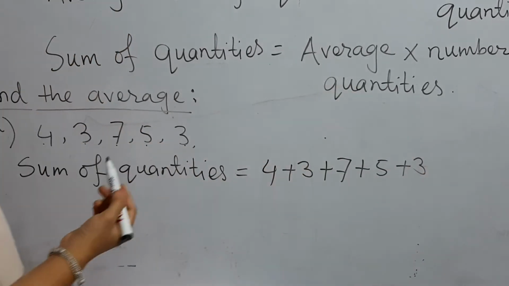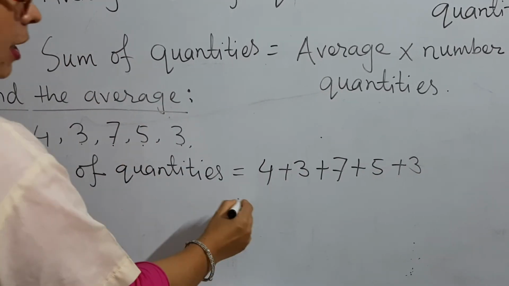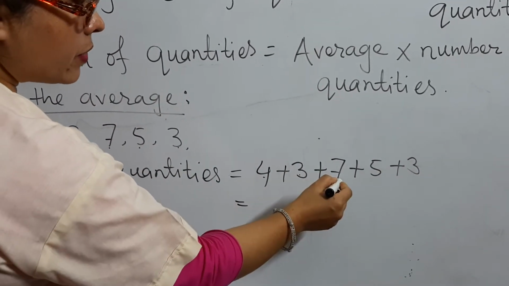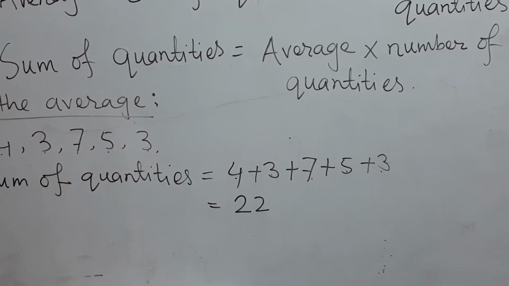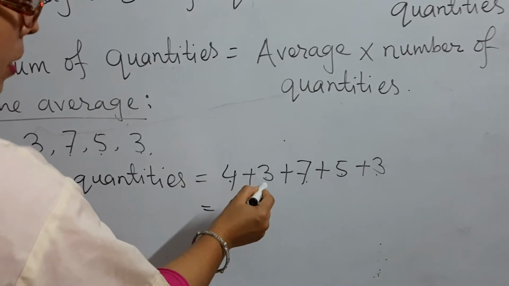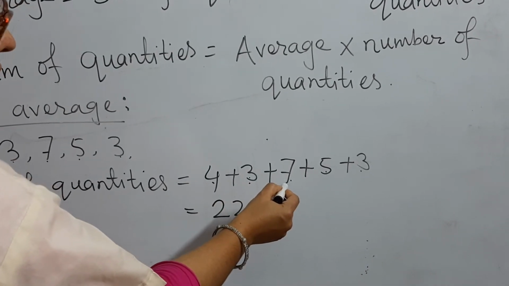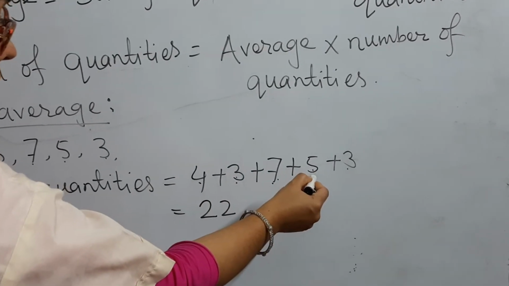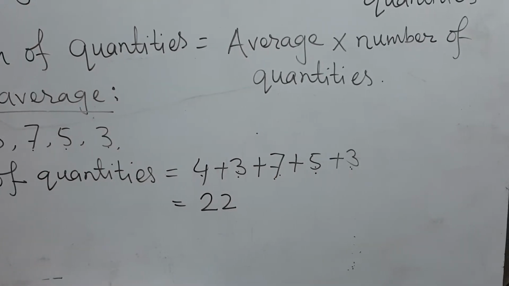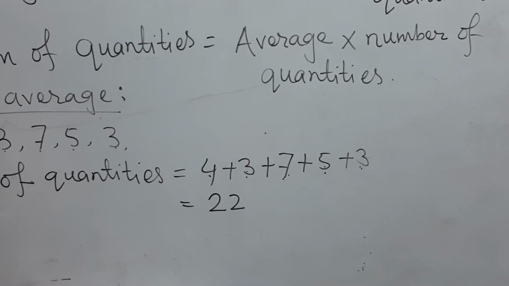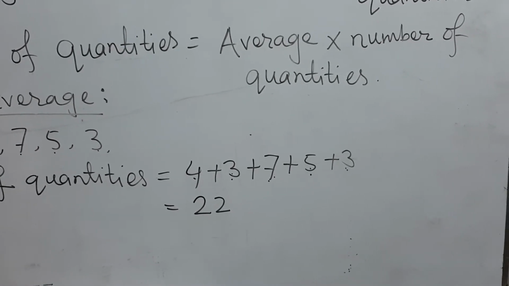It has been said to find it according to the rules. That is, 4 plus 3 is 7, 7 plus 7 is 14, 14 plus 5 is 19, 19 plus 3 is 22. So the sum of quantities is 22.